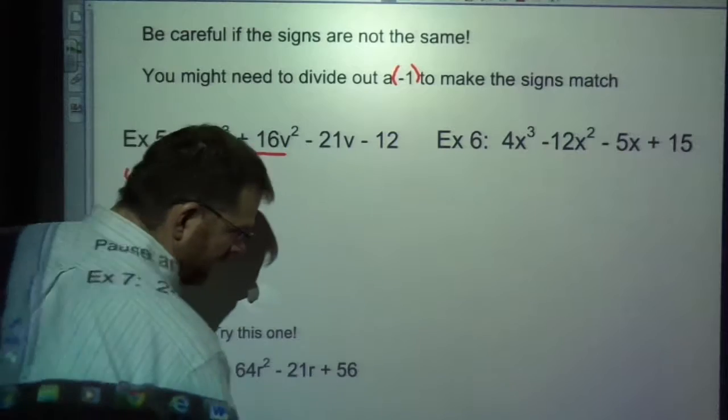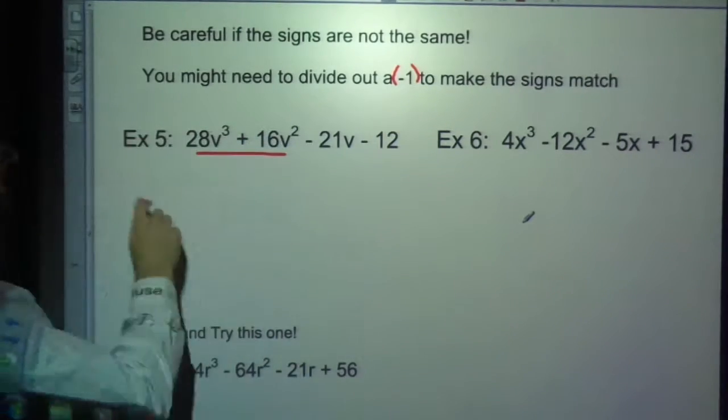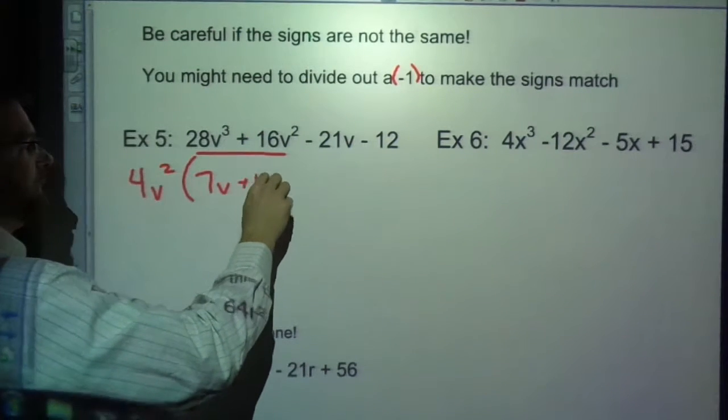Oh, no, no, no. That's not 4v. That is 4v squared, 7v plus 4.